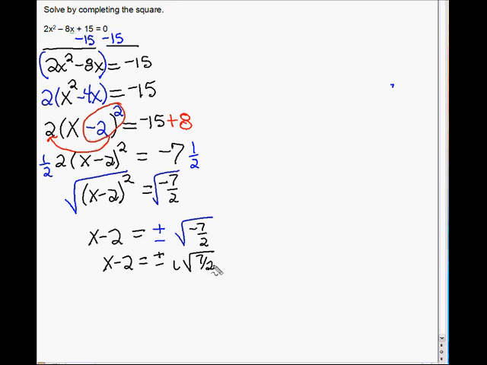x is not alone. One more step to get x alone: this time, we're going to add 2 to both sides of the equation. So our final answer for this problem would be x is equal to positive 2 plus or minus i times the square root of 7/2. And there you have it. We have solved the equation for x.